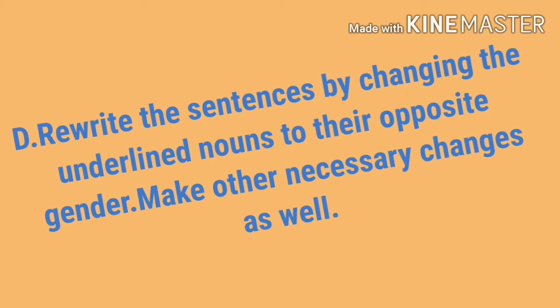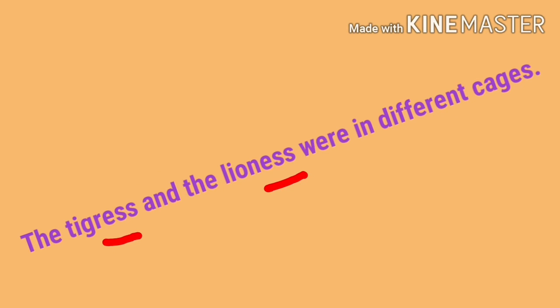D. Rewrite the sentences by changing the underlined nouns to their opposite gender. Make other necessary changes as well. First question. The tigress and the lioness were in different cages. So what is the answer? The tiger and the lion were in different cages.